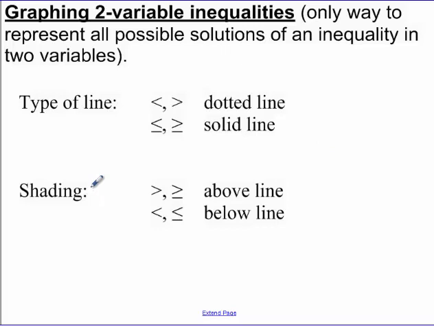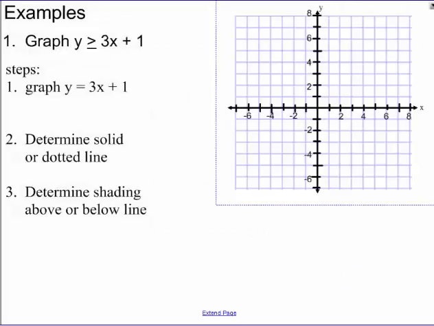The next thing is our shading. We need to look at which side of the line we are going to shade. If your inequality is greater than, or greater than or equal to, you're going to shade above the line. You would go to the line, go up, and that's the side you would shade. If your inequality is less than, or less than or equal to, you will shade below the line. You'll start on your line, go down and shade below the line. So let's take a look at an example and how we would apply that.